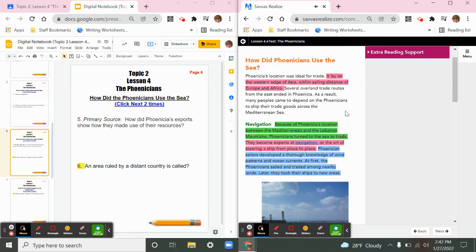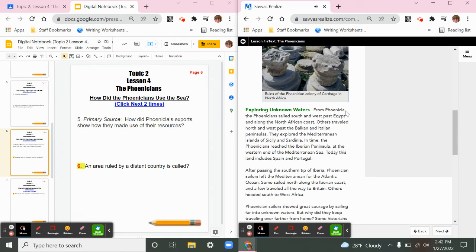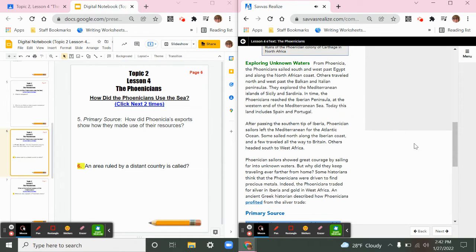Exploring unknown waters. From Phoenicia, the Phoenicians sailed south and west past Egypt and along the North African coast. Others traveled north and west past the Balkan and Italian peninsulas. They explored the Mediterranean islands of Sicily and Sardinia. In time, the Phoenicians reached the Iberian Peninsula at the western end of the Mediterranean Sea. Today, this land includes Spain and Portugal.